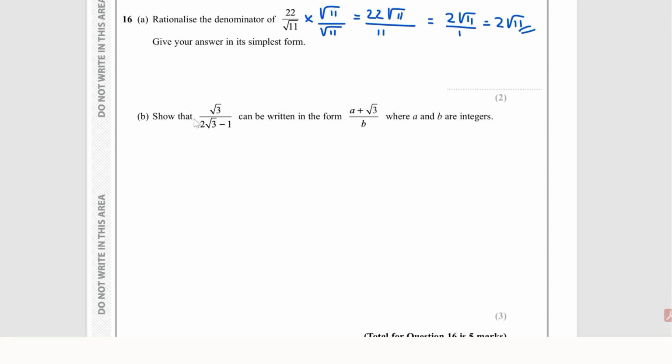Part B, show that root 3 over 2 root 3 minus 1 can be written in the form a plus root 3 over b. So again, straight away we can see there is a surd on the denominator, so we need to rationalize this. These surds can't be simplified down any further, so we can just go ahead and continue with rationalizing the denominator. It's going to give us root 3 over 2 root 3 minus 1, and we're going to multiply by the whole denominator and flip the sign.